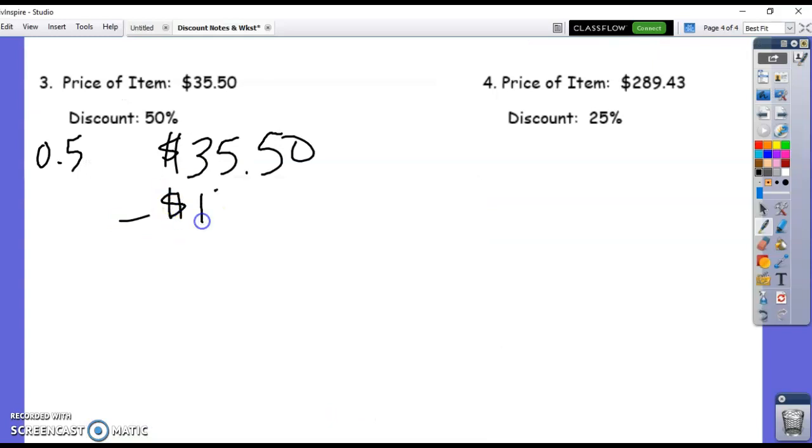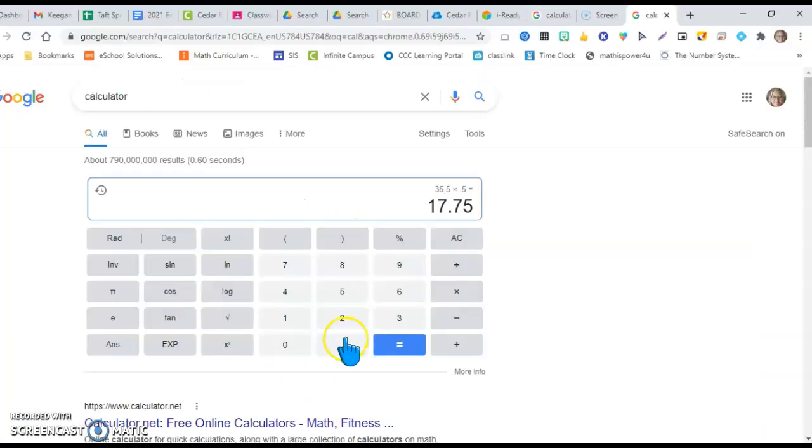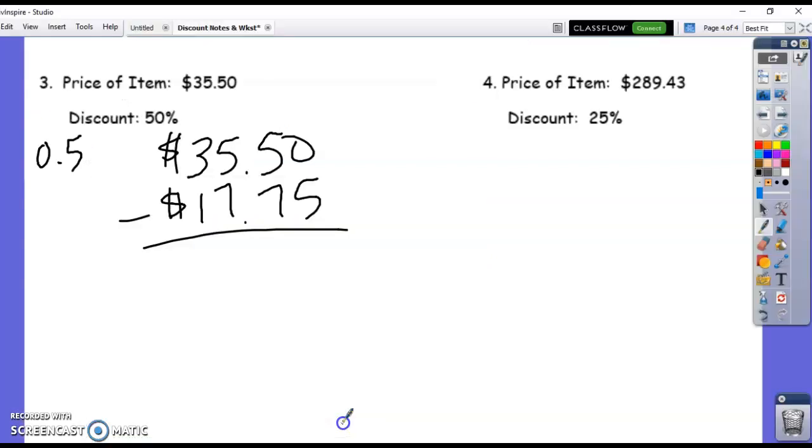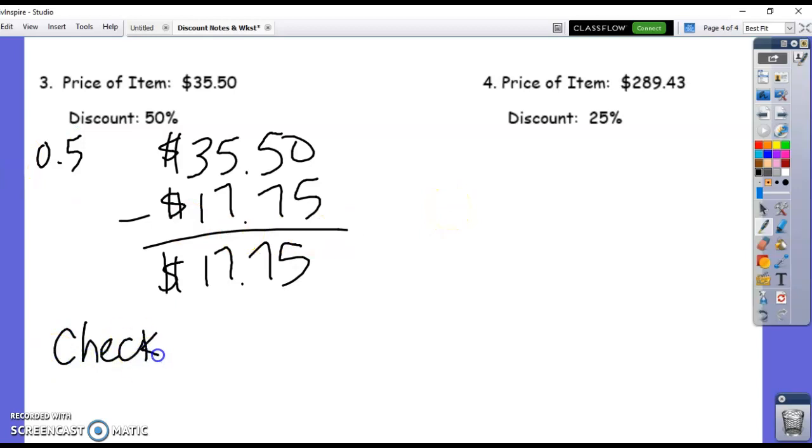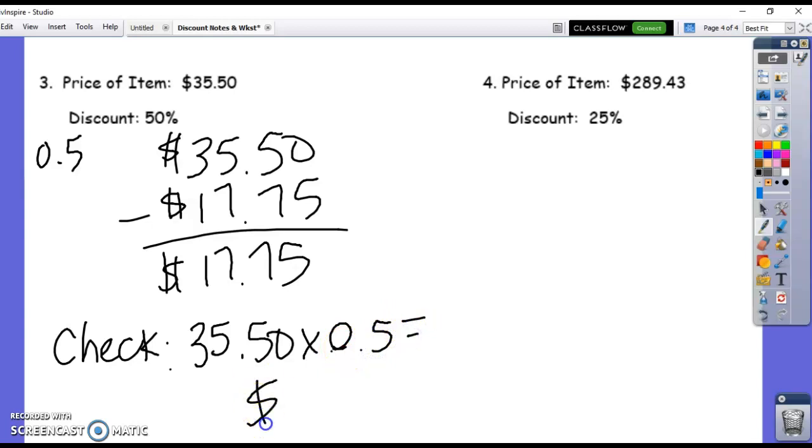So minus my 17.75. And since it's half, your answer should be 17.75, right? Let's go ahead and make sure. 35.50 minus 17.75, and you should get 17.75. So if you get 50% off, 100 minus 50 is 50. So it's the same thing. So you can check it. You're just going to do, it's kind of the same thing. So 35.50 times 0.5. And we just did it, so we know that it's 17.75.